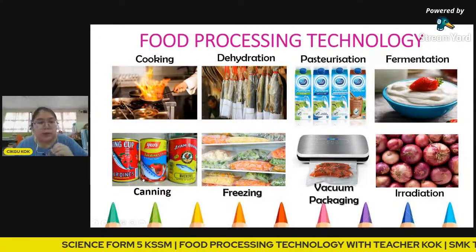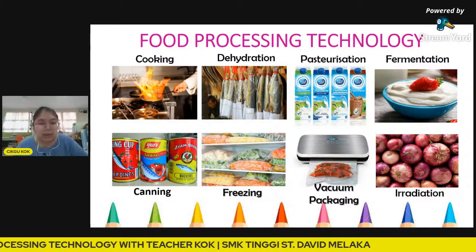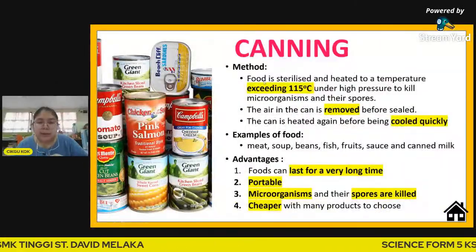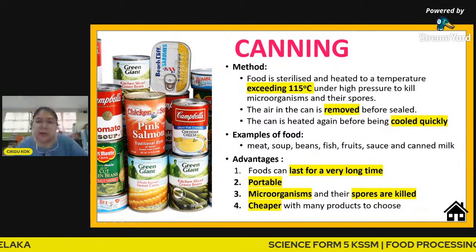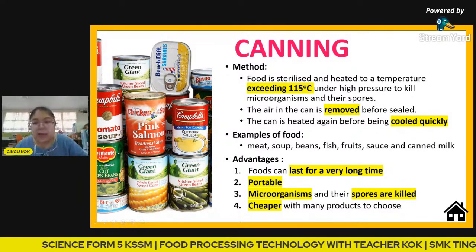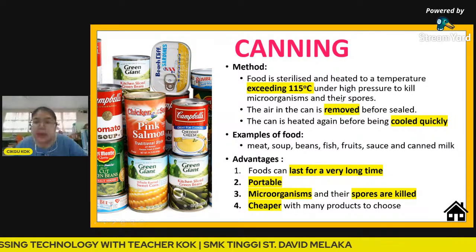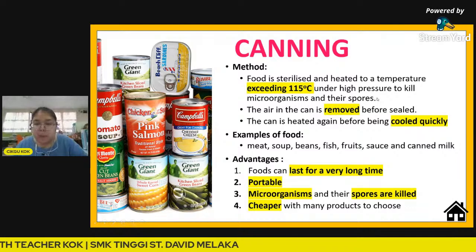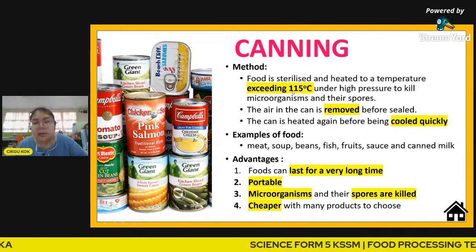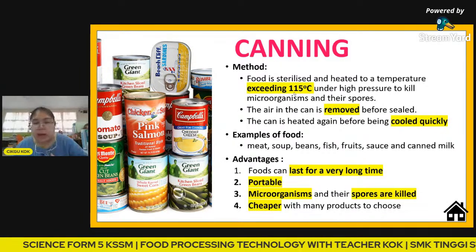Then we go to number five. I think everybody knows this one is canning. Let's see the canning method. In canning, the food is sterilized first and heated until the temperature exceeds 115 degrees Celsius under high pressure to kill the microorganisms and their spores. Remember the spore: spores are normally more than 100, so they need heating until more than 115. They must use very high temperature after the high pressure.